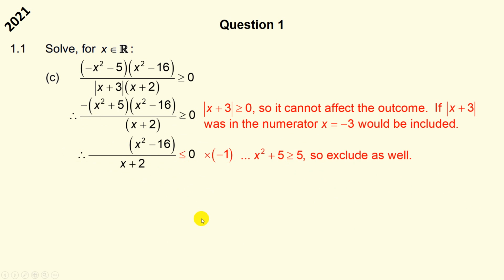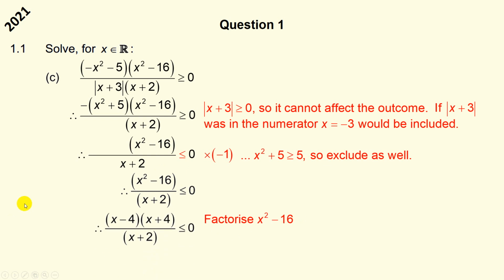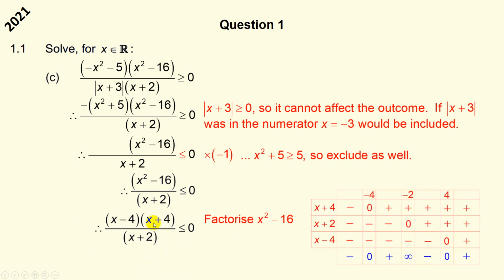fraction. Now we need to factorize the top line. Now we can find out the critical values. Critical values, minus 4, minus 2, 4. And we're going to put them into a table.